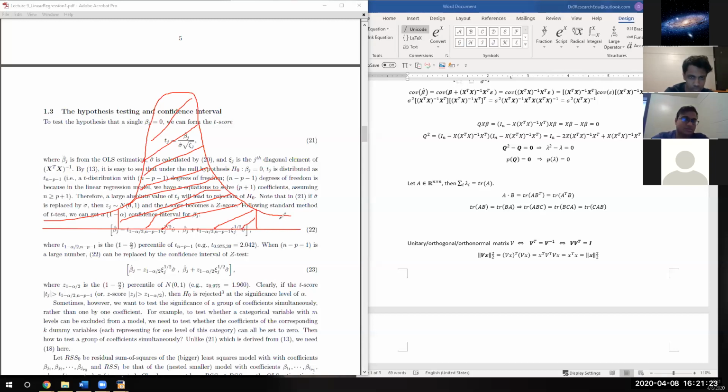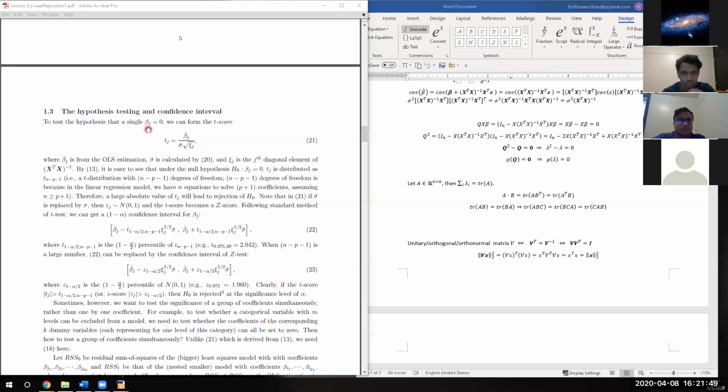In other words, if your t is here or here, then you're going to reject it. That's the reason why a large t in absolute value will cause the rejection. Rejection is a good point. Why? Because rejection tells you that the beta j is significant. You reject the null hypothesis, which is beta j equals 0. So in other words, suppose you have an absolute value of t that is relatively big, then you're going to keep this beta j. If it's small, you're going to remove this beta j, this single coefficient.